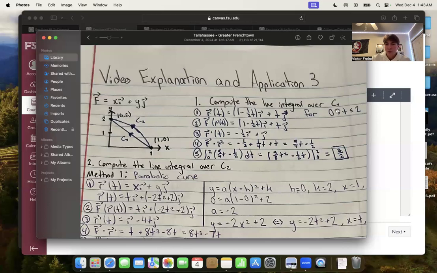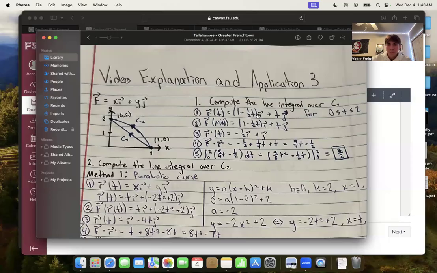And then we know if we put in 1 for t, it'll get us this point right here at 1 second. And then if we plug in t equals 2 seconds, we'll get 1 minus 1/2 times 2.